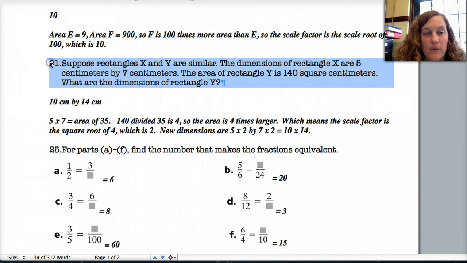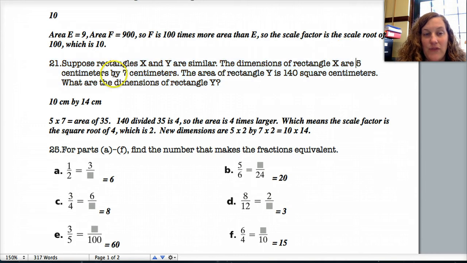21, suppose that X and Y are similar. The dimensions of X are 5 by 7, and the area of rectangle Y is 140 square centimeters. What are the dimensions of rectangle Y? Okay, we know that they're similar. We know that the area of the first one is 5 times 7, which is 35. The area of the second one is 140.